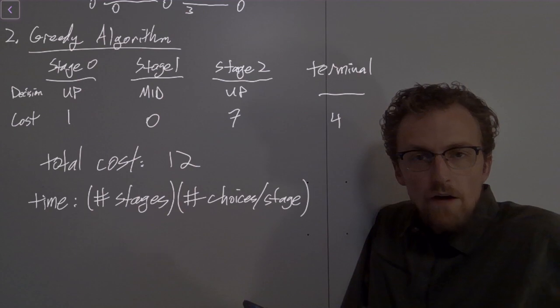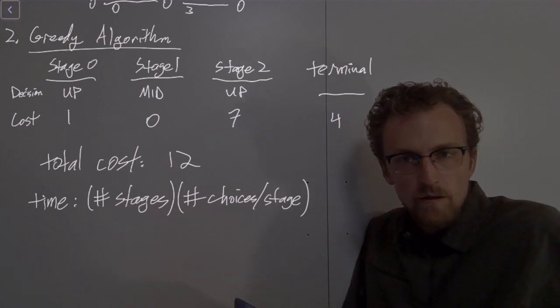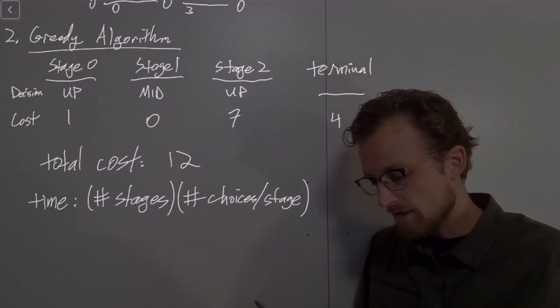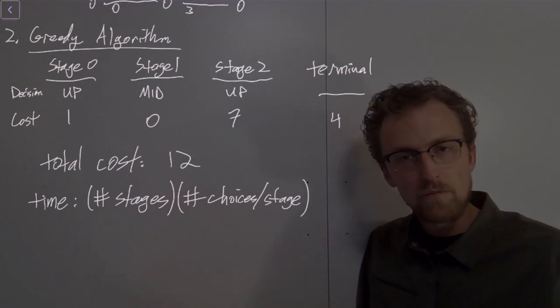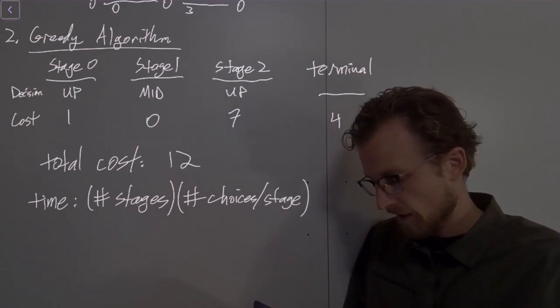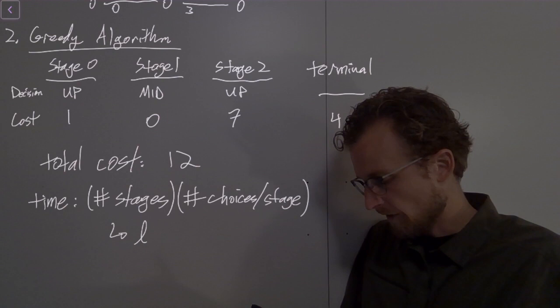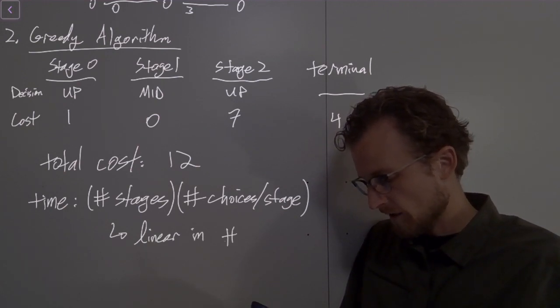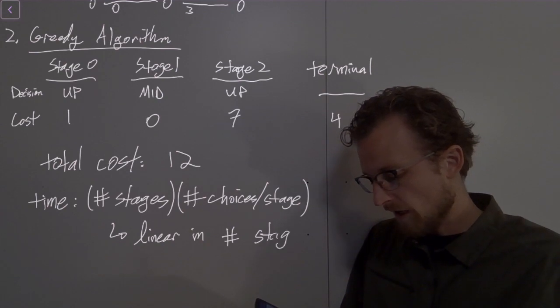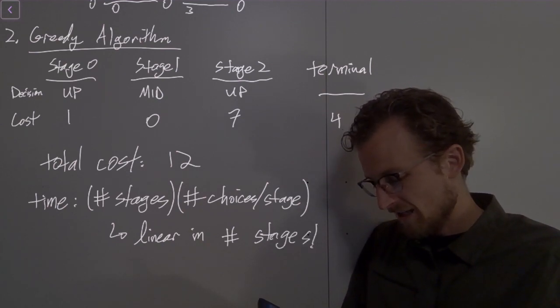Right? And so this is linear in the number of stages, right? So if we have n stages, this is some number times n. Okay, so this is linear in the number of stages, which is a lot better than exponential. Okay, so that's a good sign.